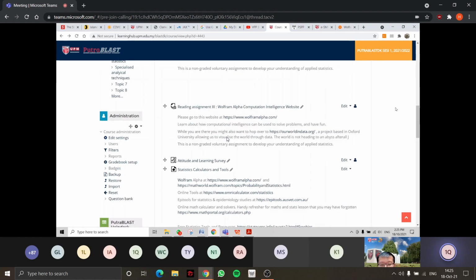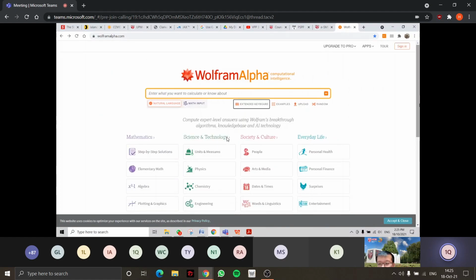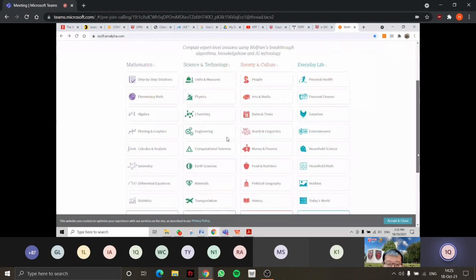The third one will be from Wolfram Alpha. I'm not sure how many of you have already heard about this. Wolfram Alpha is just like Google for mathematics. So you can do all kinds of things with it. You have chemistry, you have mathematics, you have probability, you have all kinds of things. So let's move on to mathematics.